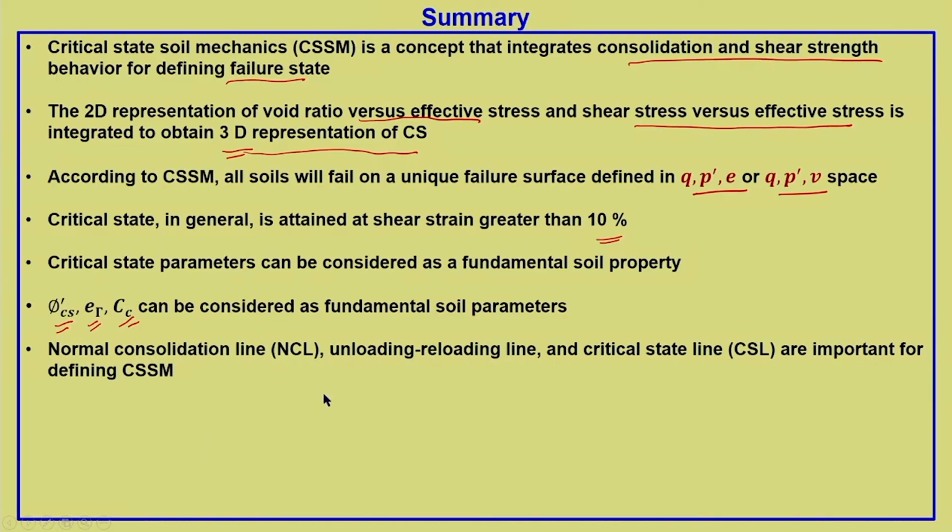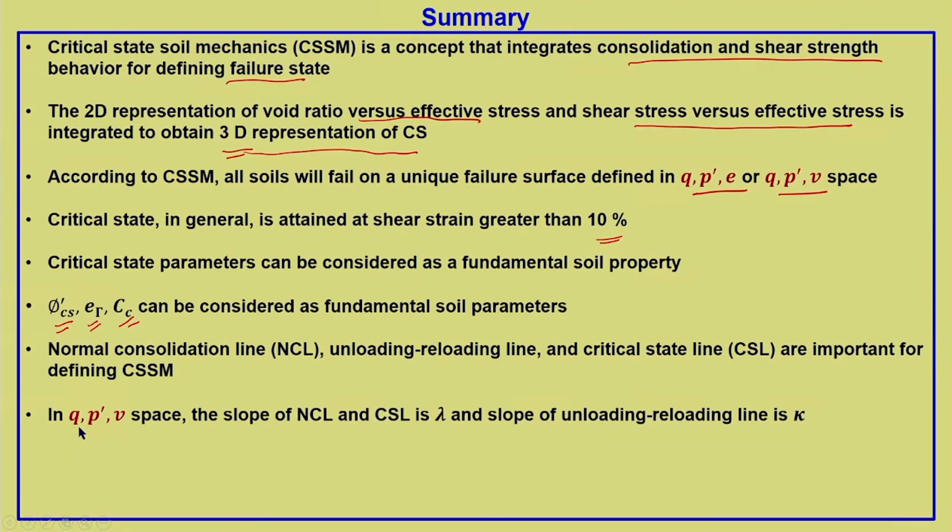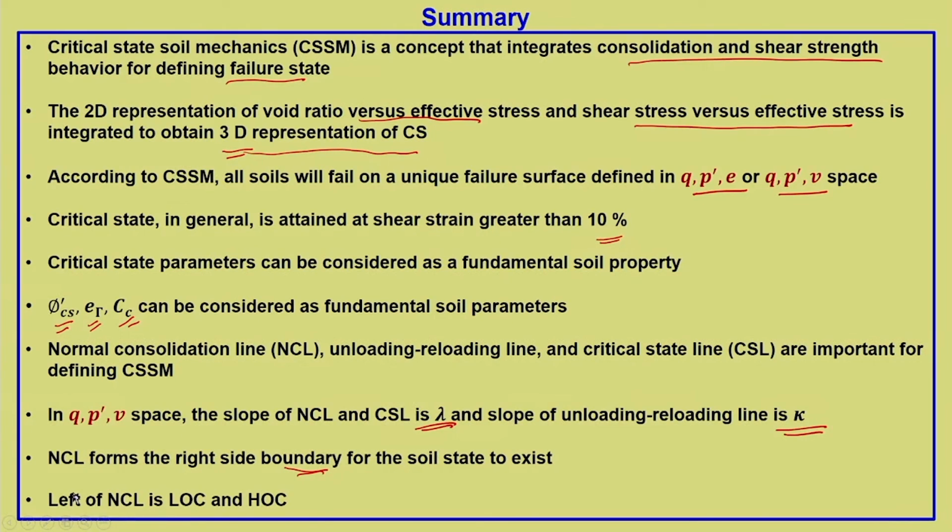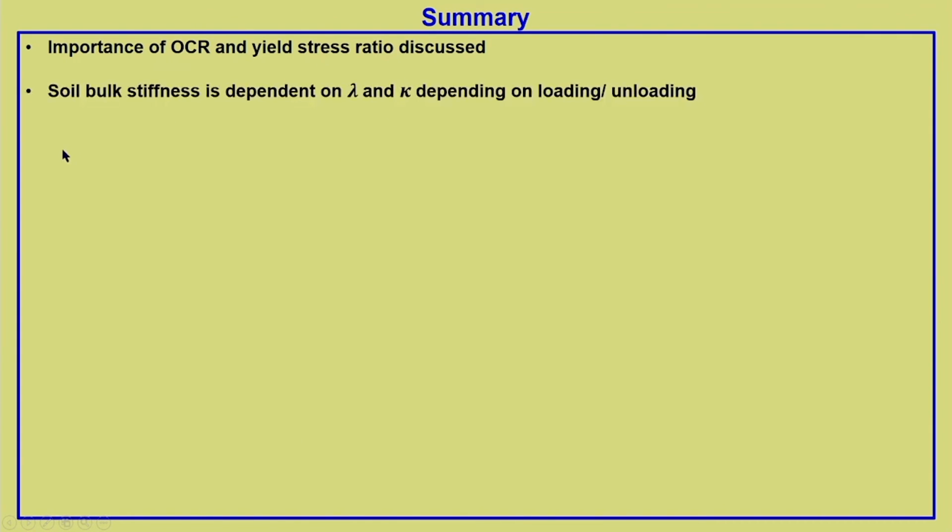Normal consolidation line NCL, unloading-reloading line and critical state line are important for defining CSSM. We have seen that in q-p'-v space, the slope of NCL and CSL is lambda and the slope of the unloading-reloading line is kappa. NCL forms the right side boundary for the soil state to exist. We will be discussing this again in the subsequent lectures. Left of NCL is LOC and HOC. The importance of OCR and yield stress ratio was discussed.